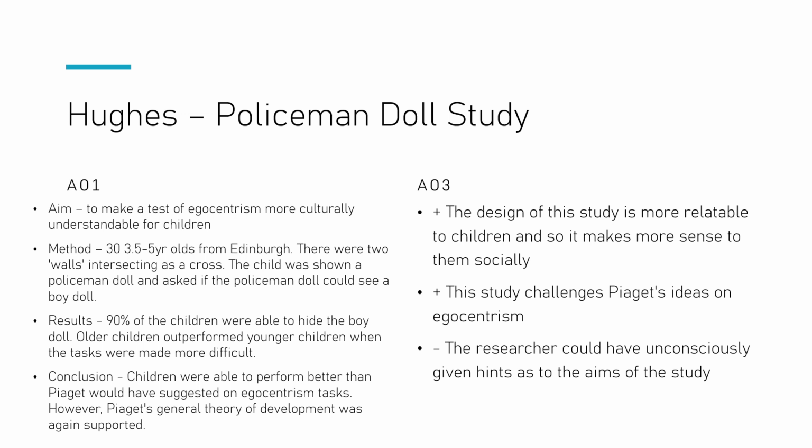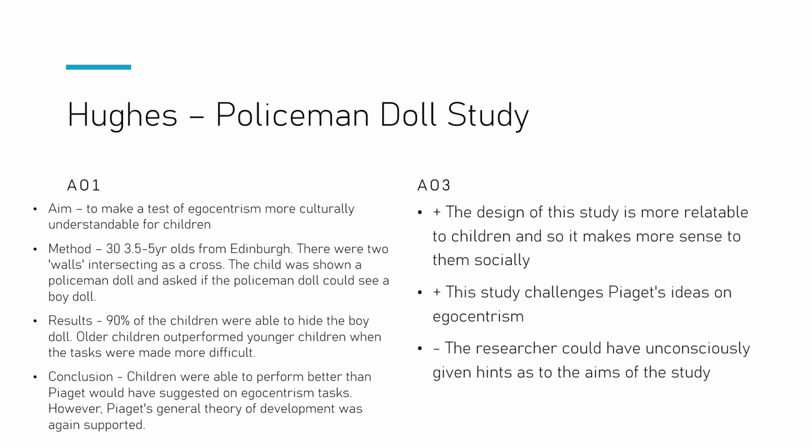The idea was that if they could do that, it suggests that they're not egocentric because they can see things from other people's point of view. What did they find? 90% of the children were able to hide the boy doll from the policeman doll, and again the older children outperformed the younger children. So that's the statistics, the results.